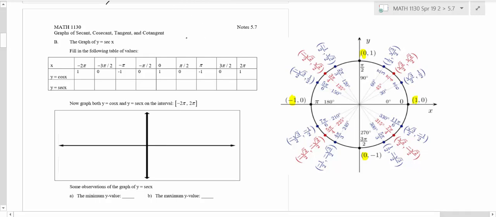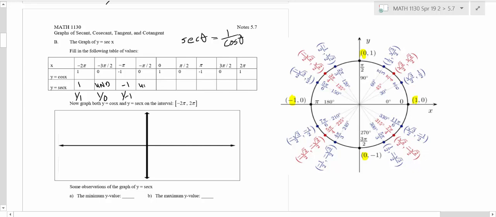So the secant is the reciprocal of the cosine, okay? So we're going to just use that identity. We're going to do the reciprocal of each of these values that I have in the second row. And you can do this in your head. 1 over 1 would be 1. 1 over 0 would be undefined, so you're going to have an asymptote. 1 over -1 is -1, and so forth. The rest of them, it just repeats.